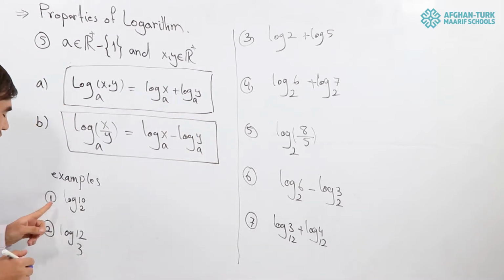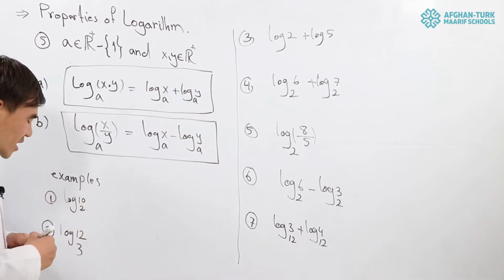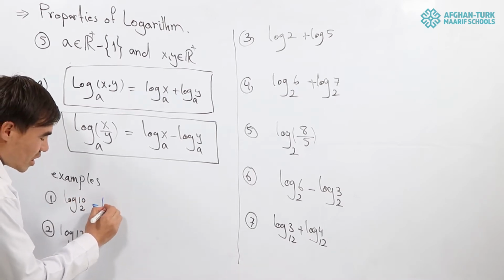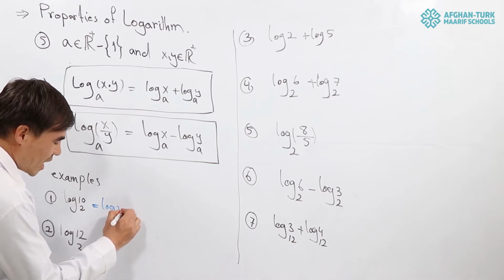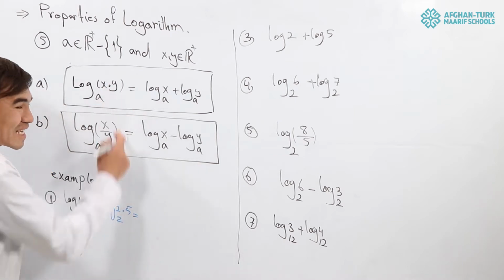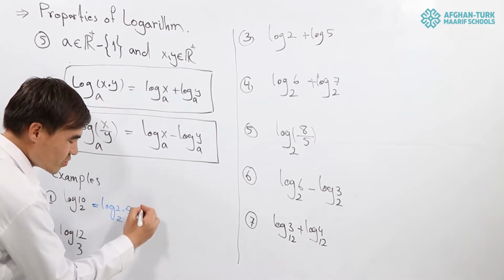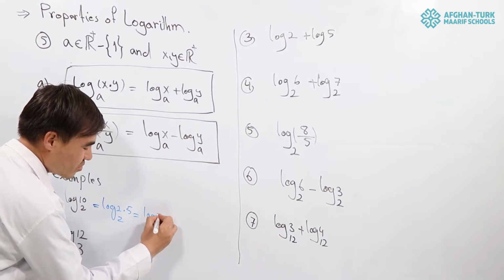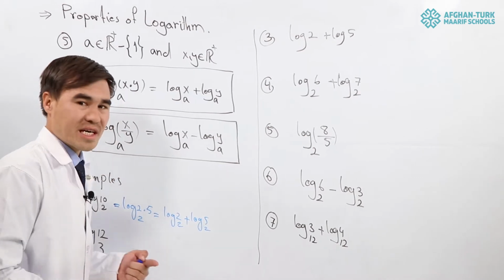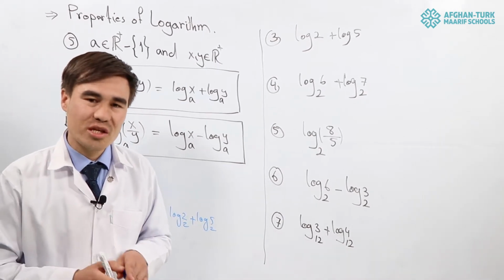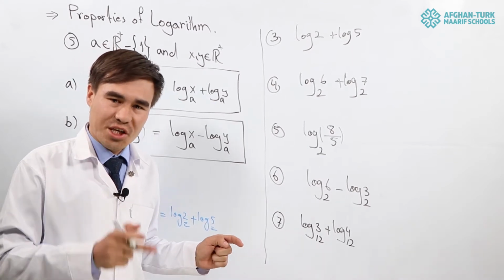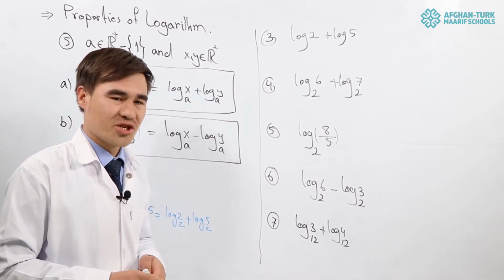Okay, dear students, now we are going to check some examples according to these properties. Look, the first one, log of 10 to the base 2. We can write the number 10 as log of 2 times 5 to the base 2. This is in multiplication form, and we can change it into addition: log of 2 to base 2 plus log of 5 to base 2. If we have a multiplication of two numbers, we can spread the argument of the logarithm into addition form.